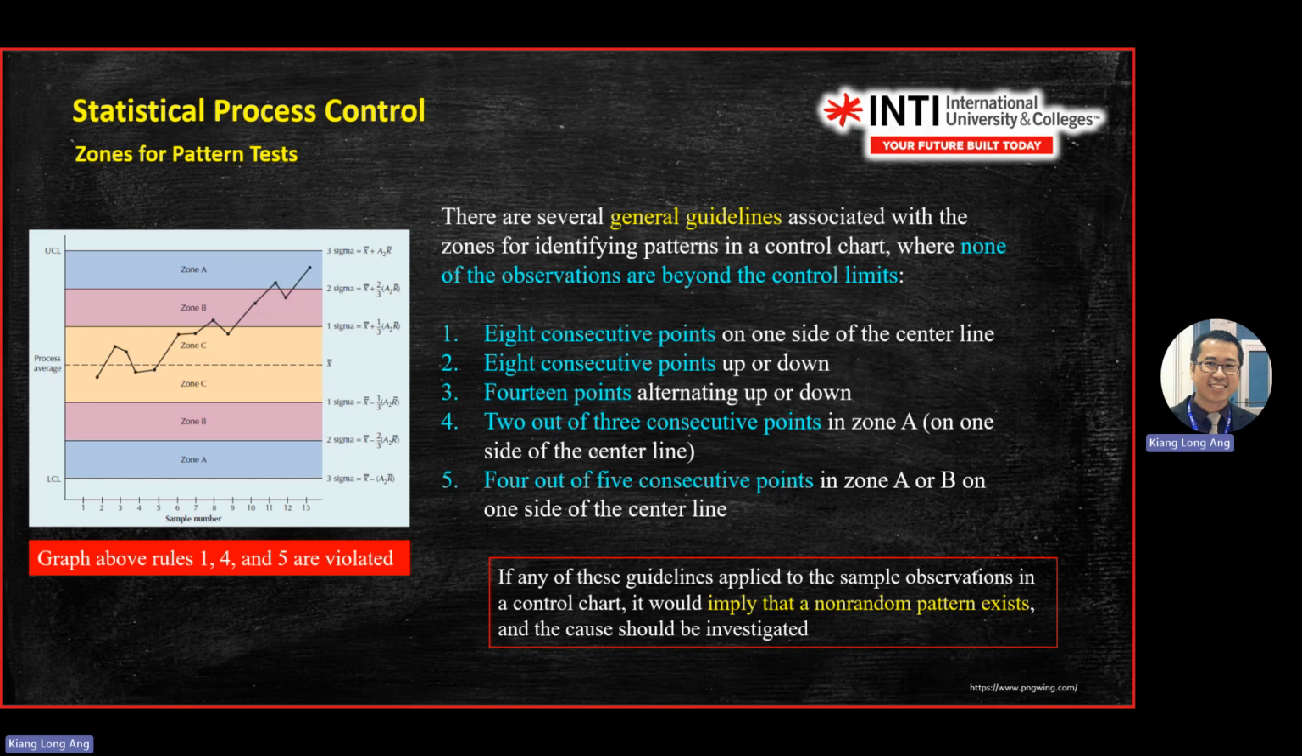4 out of 5 in zone A and zone B. So count here. There are 5: 1, 2, 3, 4, 5. Or here. Okay, so you count here: 1, 2, 3, 4, 5. Out of these 5, 4 are in A and B.